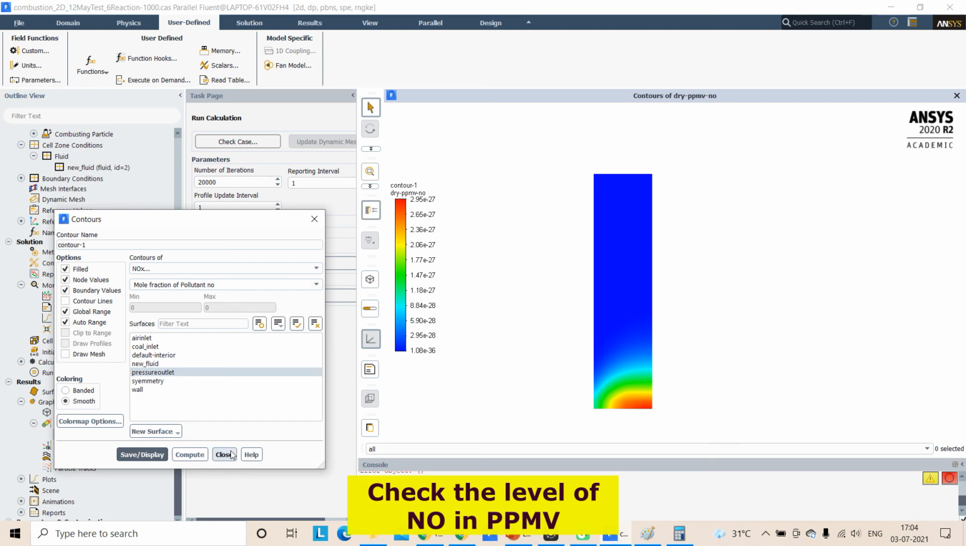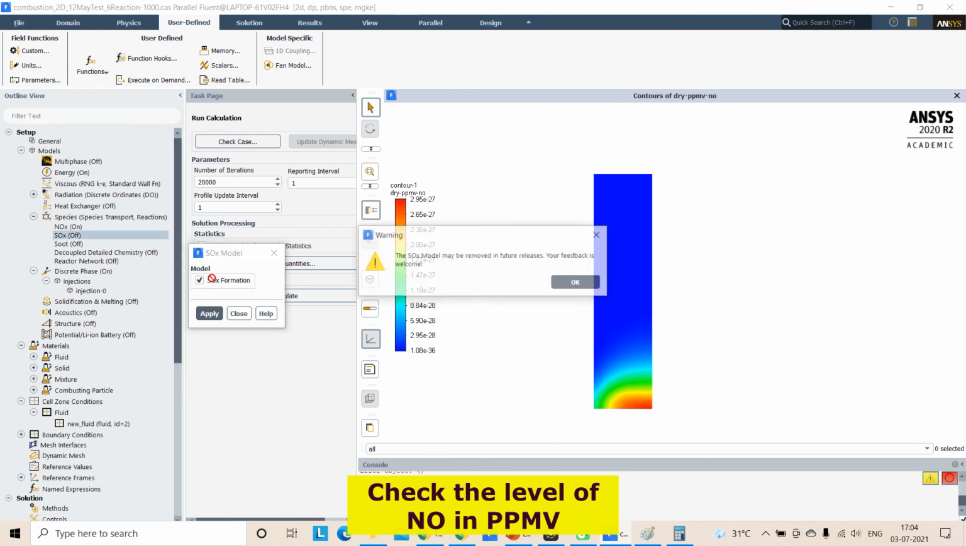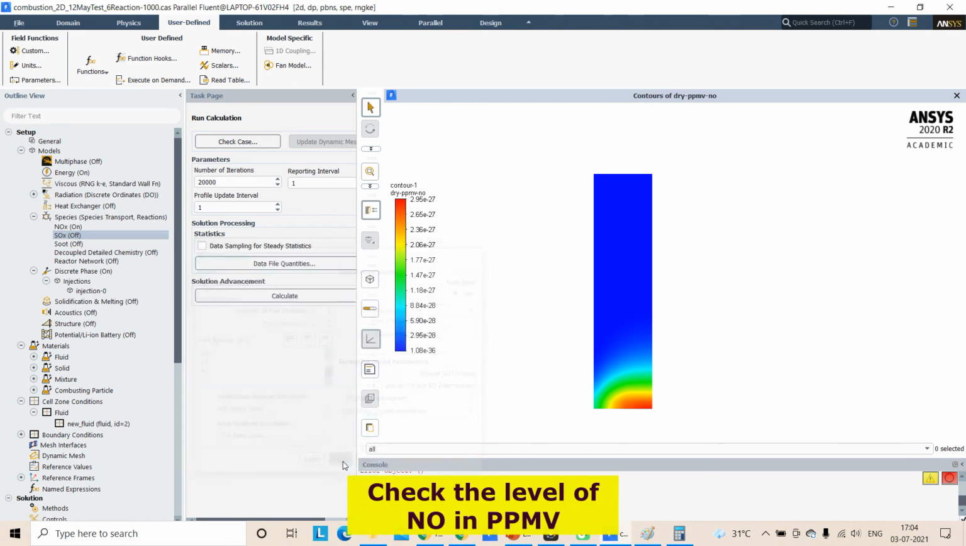Similarly, you can check the SOx. Similarly, SOx you can model if the fuel contains sulfur. You have to select the pure species. Then yes, intermediate species. For the PDF model you can use the turbulence interaction model. For the PDF model, user-defined function you can use. The setting is similar to the NOx. You can select the OH model, equilibrium, partial equilibrium model approach. That means you can decide this species for the NOx and SOx.